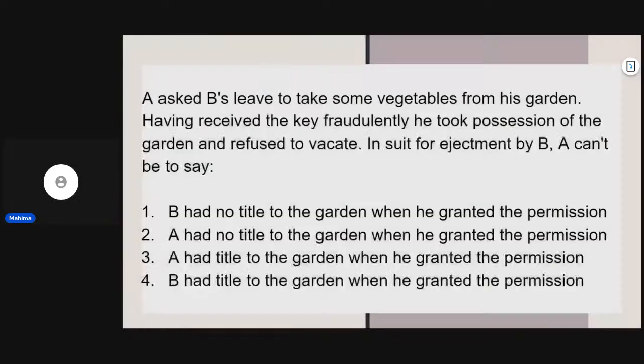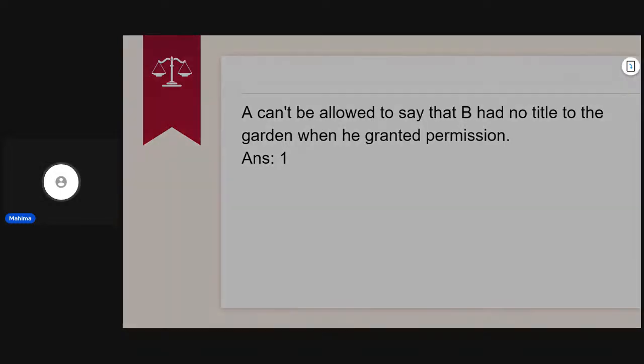Correct. A asked B's leave to take some vegetables from his garden. Having received the key fraudulently, he took possession of the garden and refused to vacate. In a suit for ejectment by B, A can't say to B that B had no title. Okay, this is a wrong question.